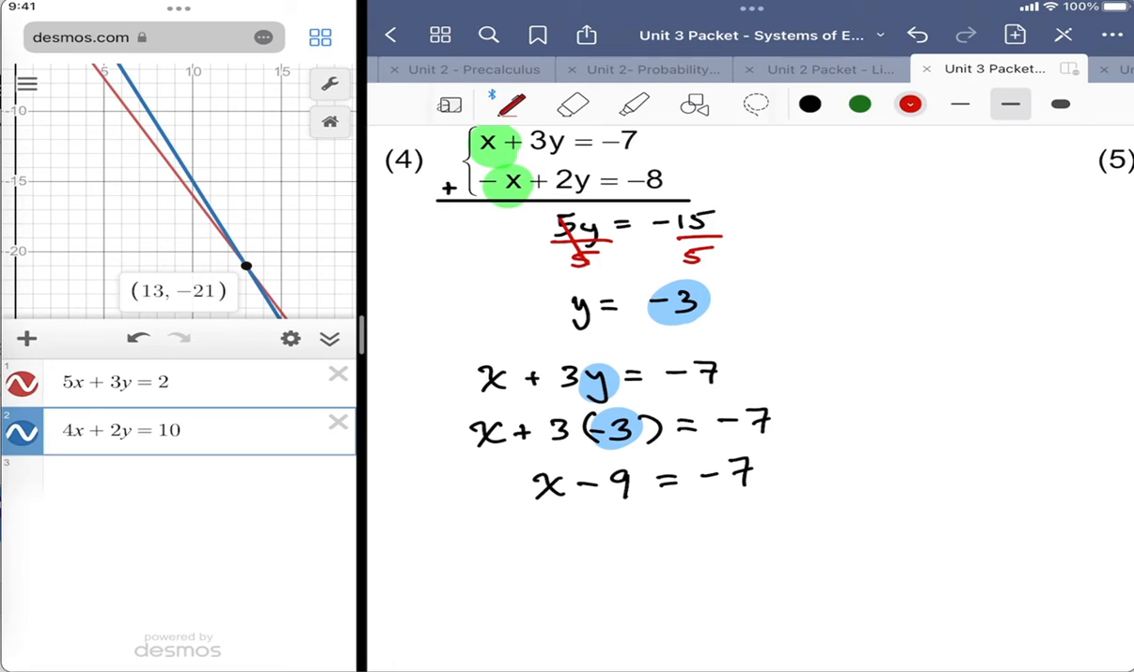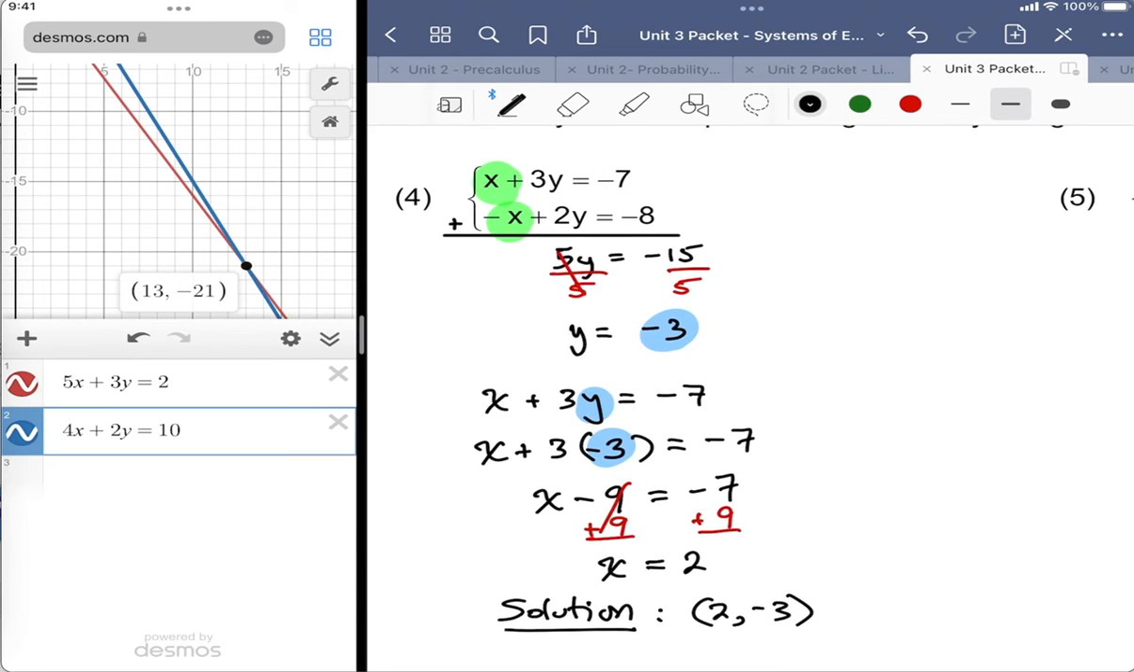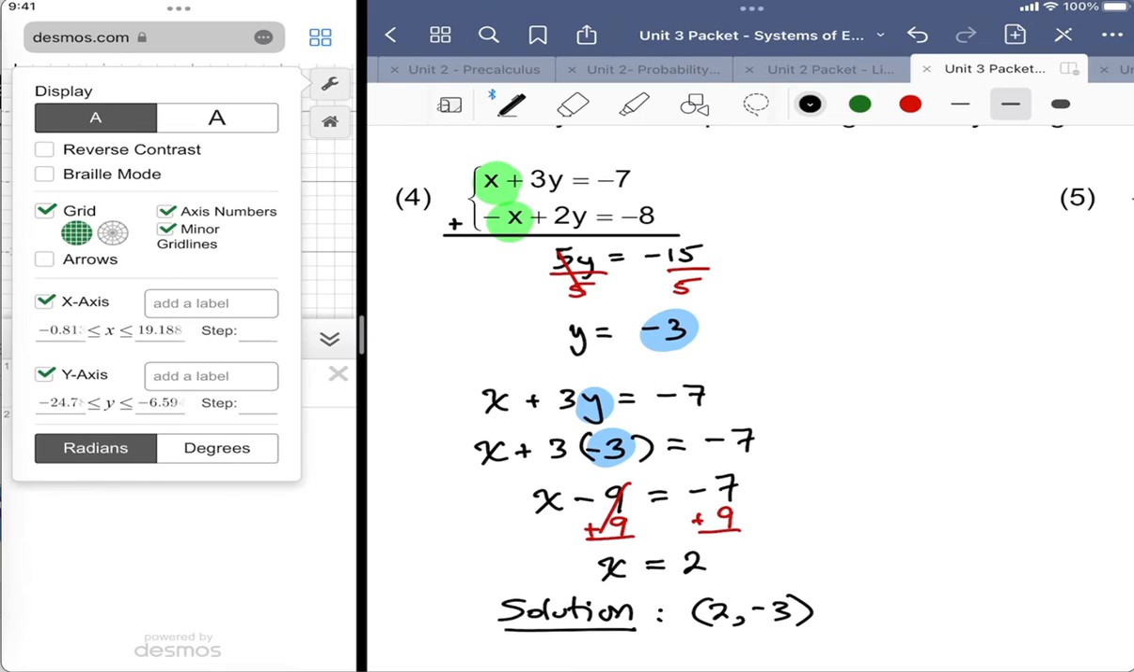Addition property of equality. We can add a 9 to both sides, and you get x is equal to 2. So my solution, 2 comma negative 3. All right, so I would actually say that you'd probably be able to get this one done quicker than you would have been able to do it using substitution.